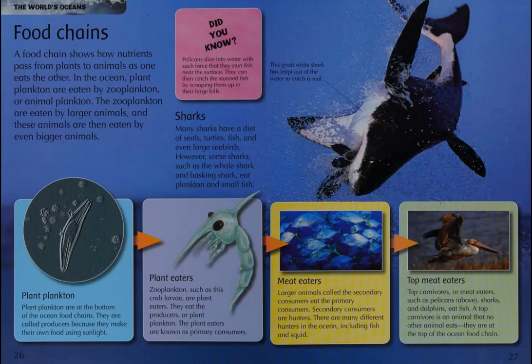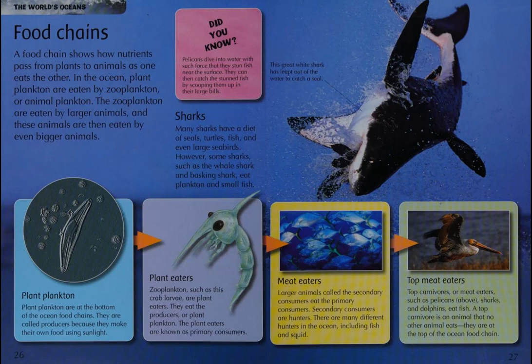Food chains. A food chain shows how nutrients pass from plants to animals as one eats the other. In the ocean, plant plankton are eaten by zooplankton, or animal plankton. The zooplankton are eaten by larger animals, and these animals are then eaten by even bigger animals.